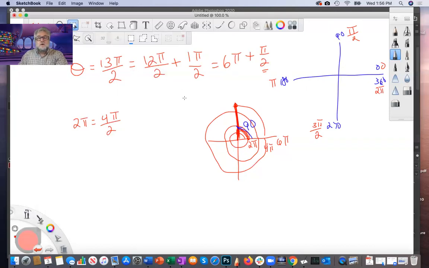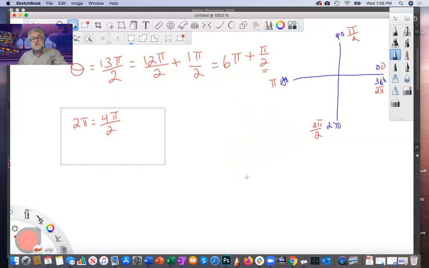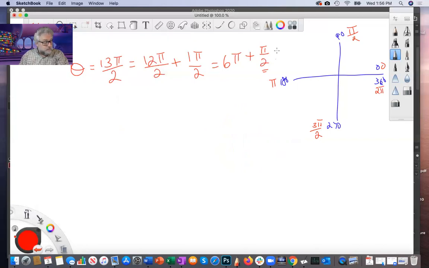So there's one where we had to figure out what the angle was that we're really talking about, because 13 pi over 2 is not helpful. Pi over 2 is helpful.